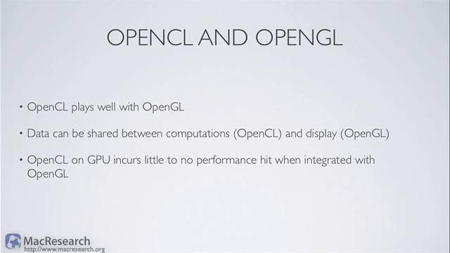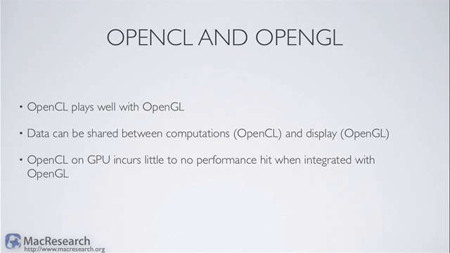The really great thing about OpenCL is that it is designed to be the numerical number crunching part of the graphics programming language, which is OpenGL. They're sort of sister languages, sister technologies, I should say. OpenGL has been around for a long time, and OpenCL was designed so that you don't have to worry about data.